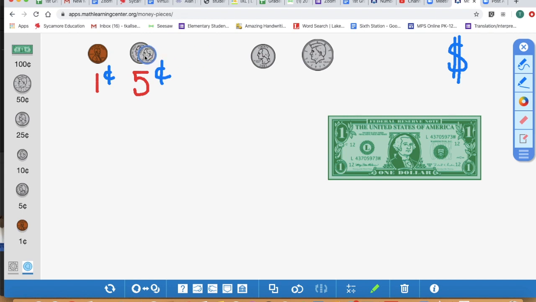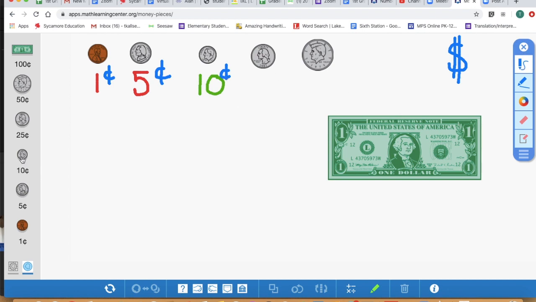Now this one is smaller than a nickel, and it's just a little bit smaller than a penny. This is a dime, and a dime, even though it's smaller, is worth 10 cents. So if I write my 10 right here, it's worth 10 cents. Can't forget my sign.